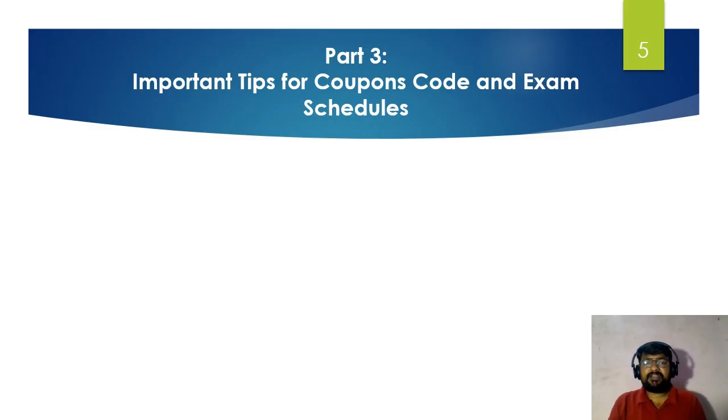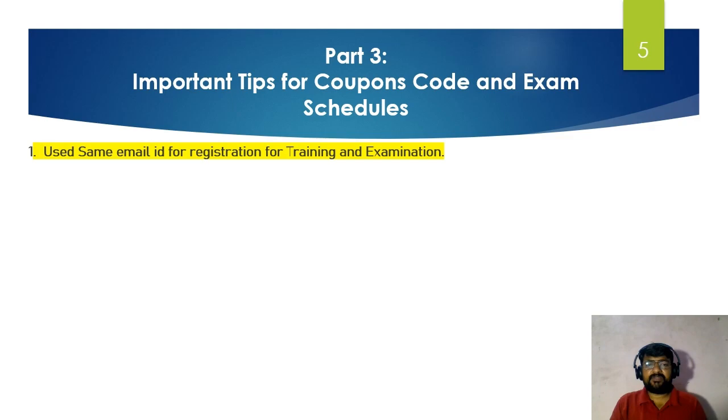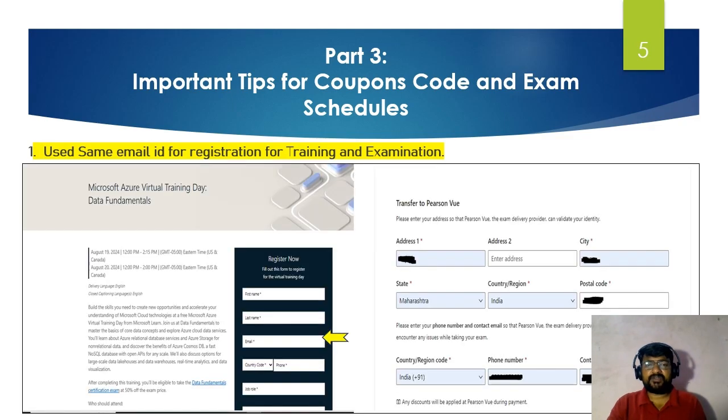In this section, I will explain important tips for the coupon code and exam scheduling process. The first tip is to use the same email ID for the registration for any training program and examination. Friends, it is important that you use the same email ID for the registration of any training program and the same email ID for the examination. Your coupon code is validated with only the same email ID.